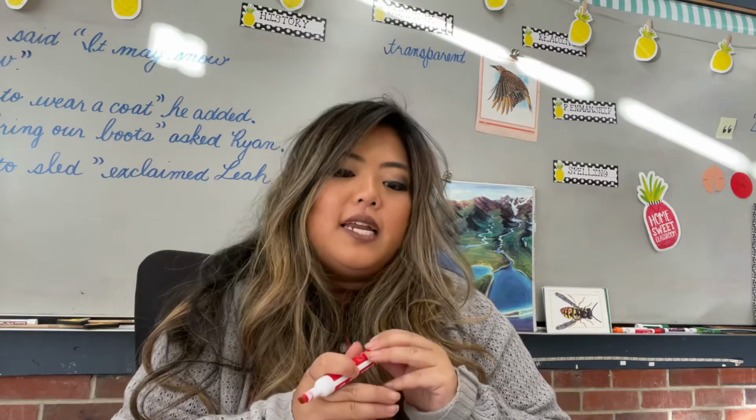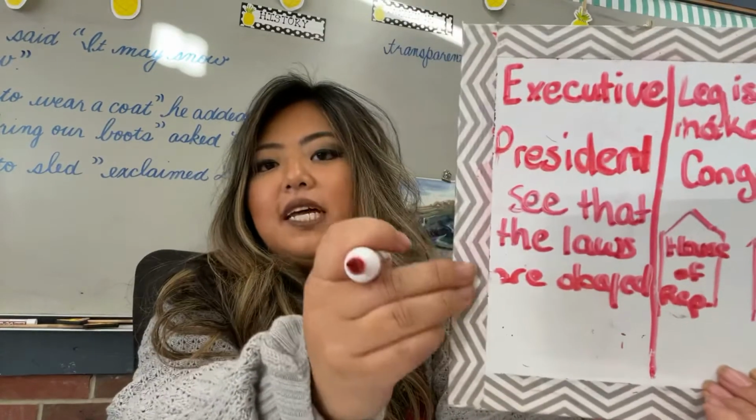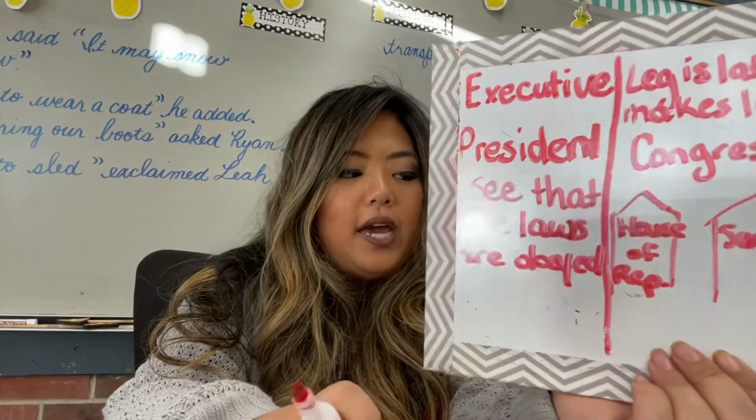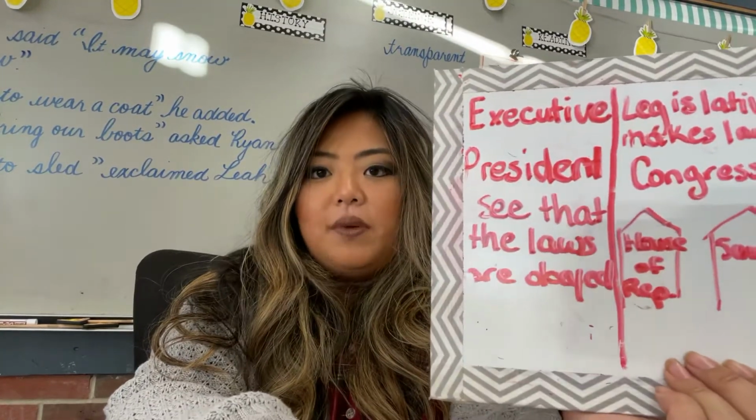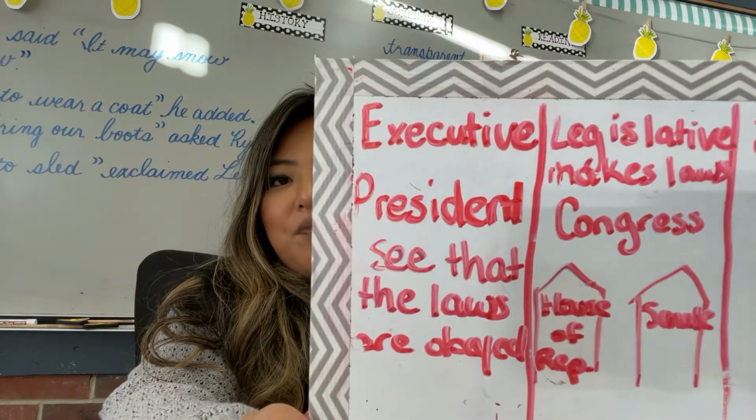So under executive, or if you just want to write president, you're going to write the president, and his job is to see that the laws are obeyed. And so if you could write underneath, the president sees that the laws are obeyed. He's the head of our government, and he's making sure that the laws are obeyed. Our next group is the legislative branch. The legislative branch makes the laws.